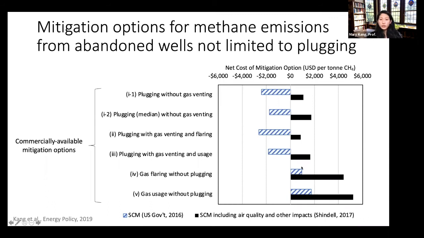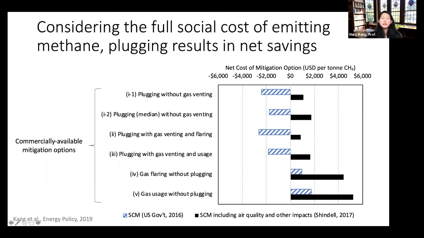And so depending on what you use, you can see that the net cost of mitigation options could be positive or negative. In general, with the social cost of methane without including air quality and other environmental impacts, you're going to get negative costs. Whereas if you include air quality and other impacts, you'll get all positive. So mitigation options for methane emissions from abandoned wells are not limited to plugging. And if you consider the full social cost of emitting methane, plugging results in net savings. As you can see, all the black bars are in the positive area.